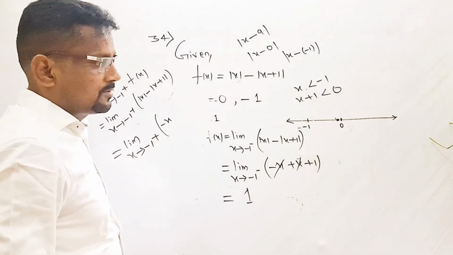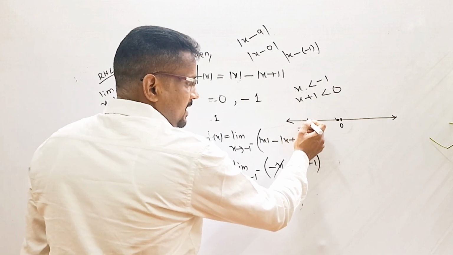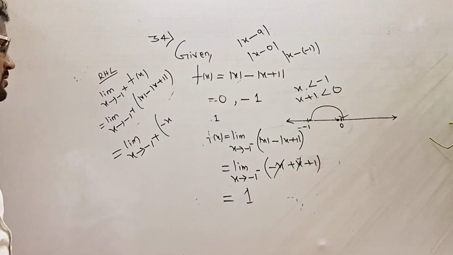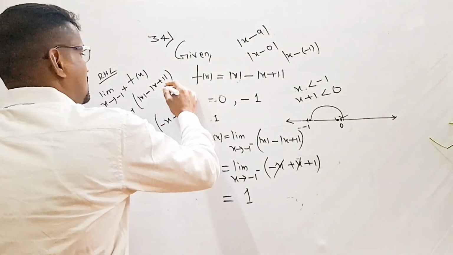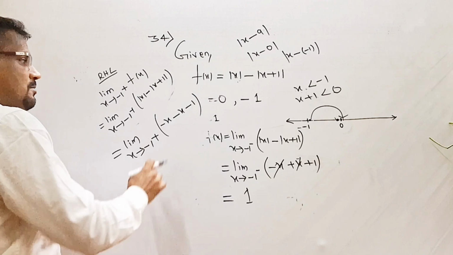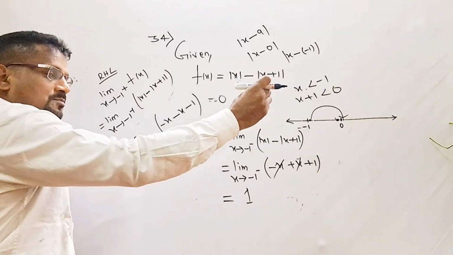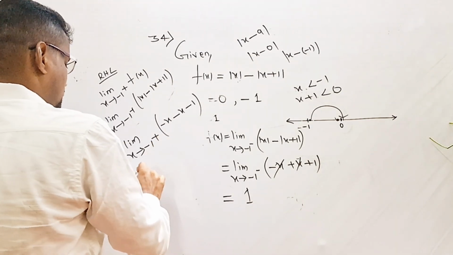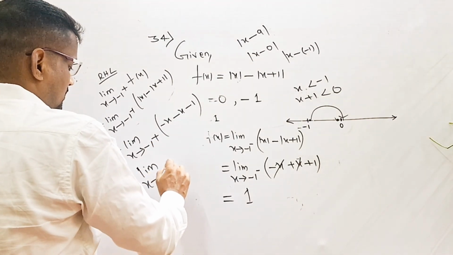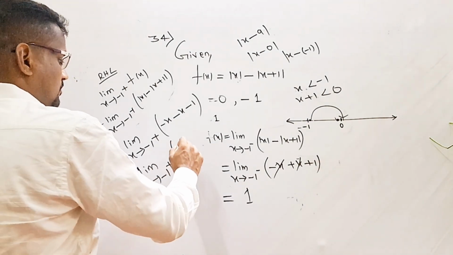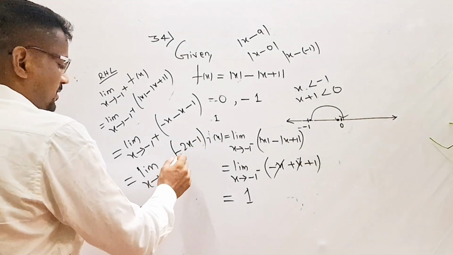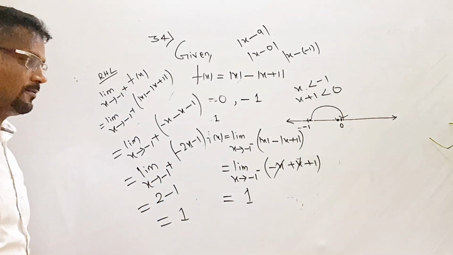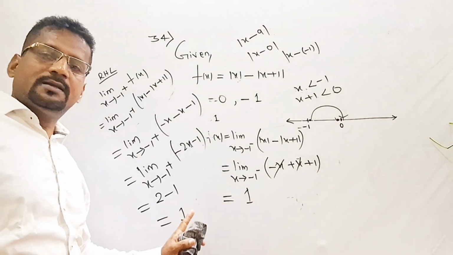Now what about x plus 1? This time x is to the right side of negative 1. If you add 1, it will come to the right side of 0. That means x plus 1 is greater than 0. So here it is minus x, and minus of modulus x plus 1 will be minus of x plus 1, because of this negative sign. Now what you will get? Limit x tends to negative 1 positive, from the right side coming, so minus 2x minus 1. Now if you take the limit, putting minus 1 here, that will be 2 minus 1, which is 1. So left hand limit is 1, right hand limit is also 1.